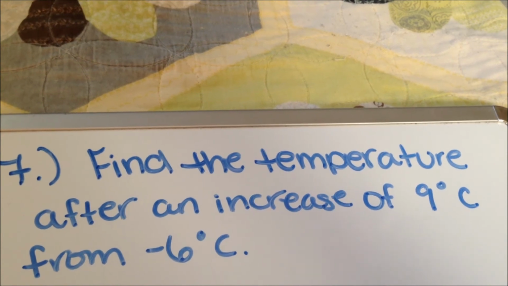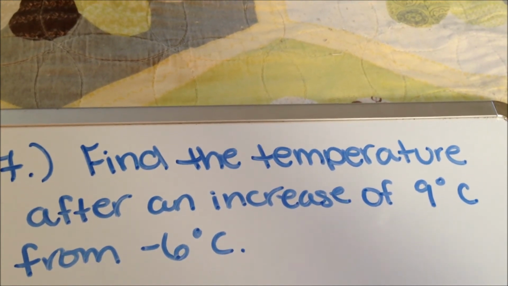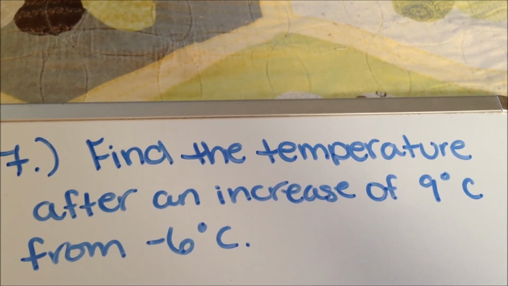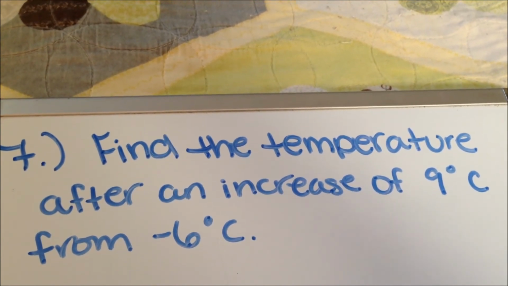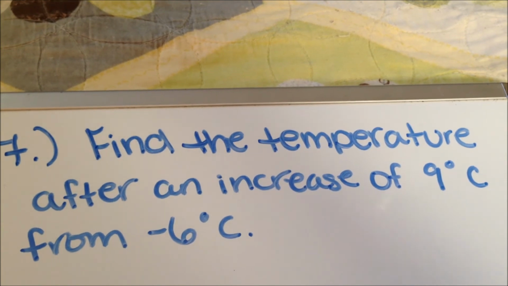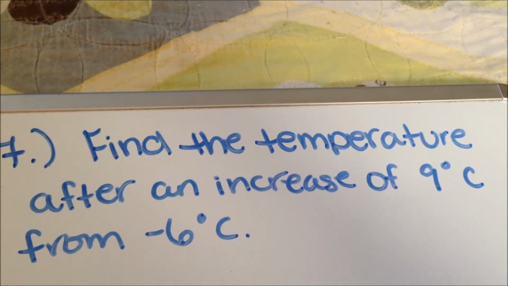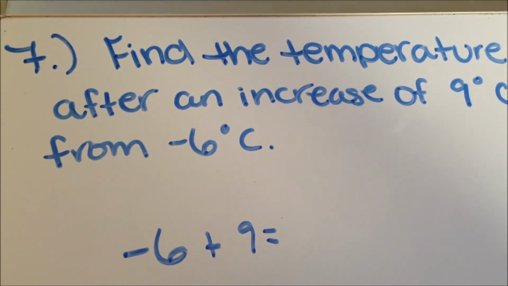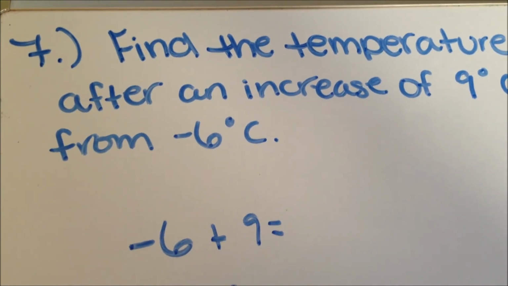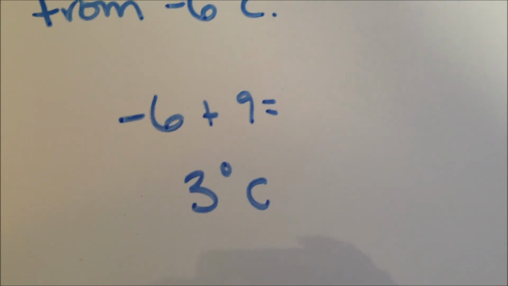Number 7, find the temperature after an increase of 9 degrees Celsius from negative 6 degrees Celsius. So if you start at negative 6 and you increase that number by 9, you're going to move 9 to the right if you think in terms of the number line, or negative 6 plus 9, different signs difference, you end up with 3 degrees Celsius.